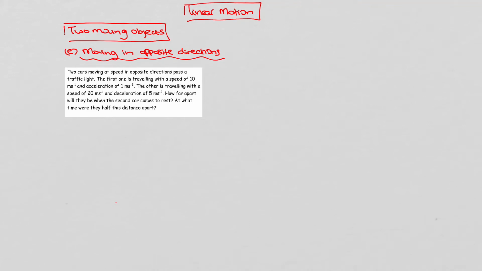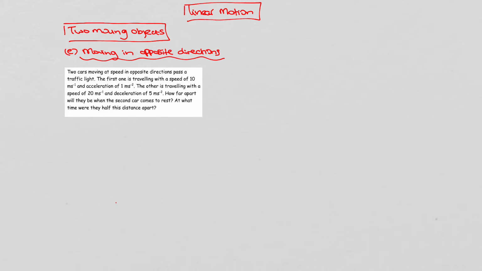Linear motion, two moving objects moving in opposite directions. So in these questions, we're going to have two objects passing a given point and then moving away from each other. So we're going to have here two cars moving at speed in opposite directions past a traffic light.